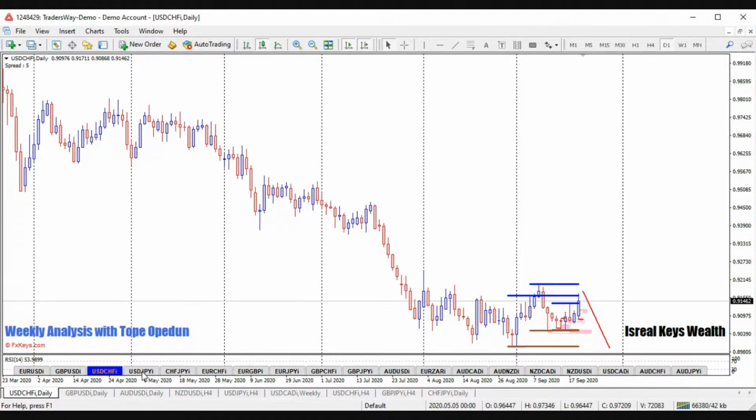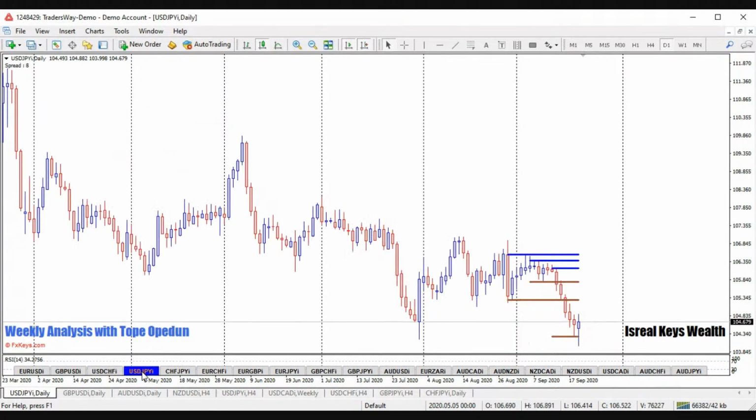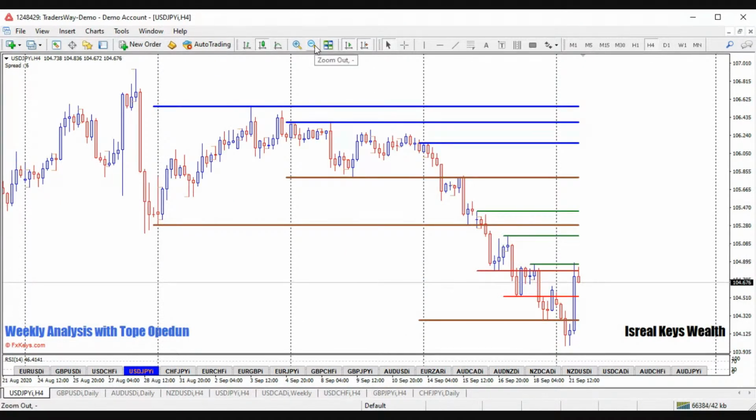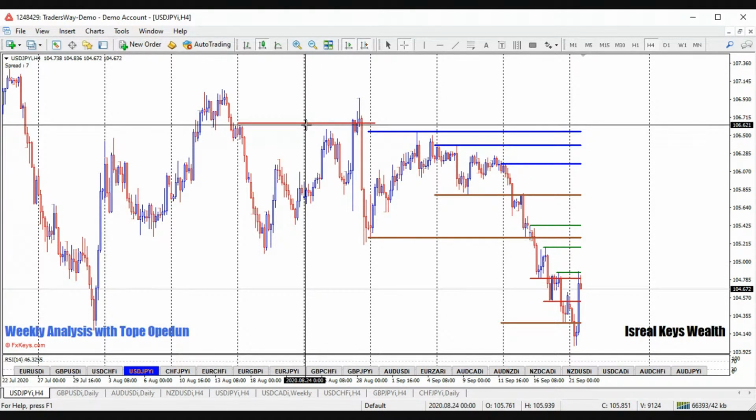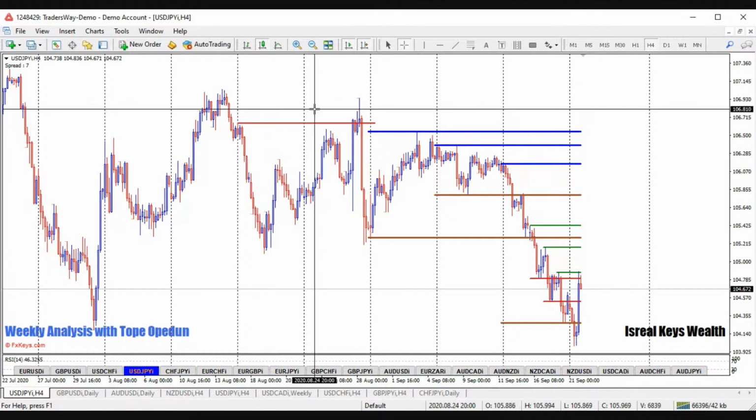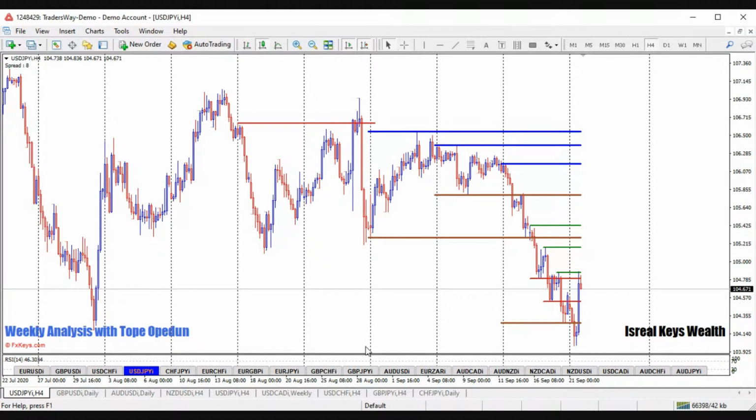Okay, let's go to USD JPY. So USD JPY, our opportunity to trade south happened from 3 weeks ago. So this week, let me see, what's the date there? Oh, I can't see the date. Okay.